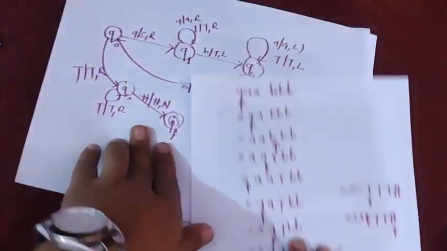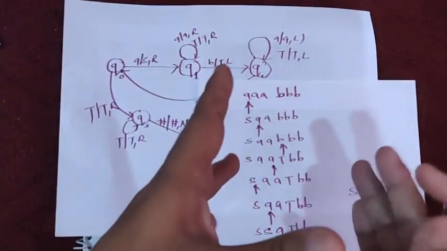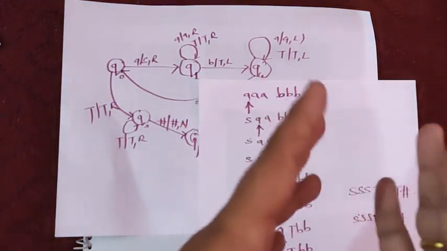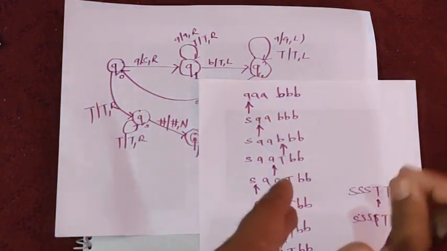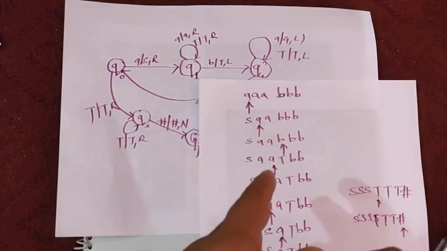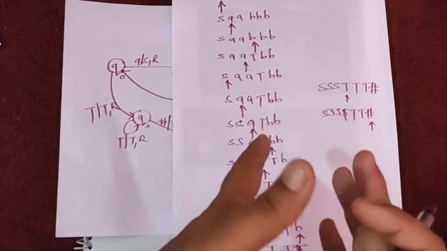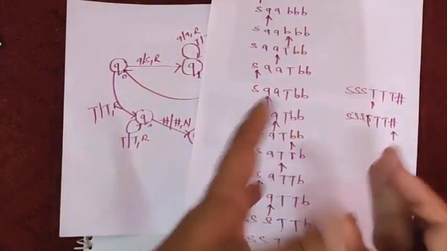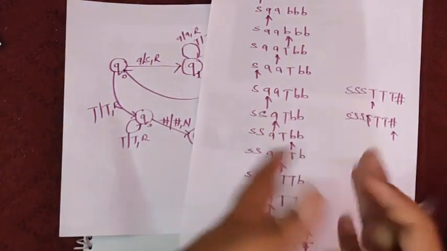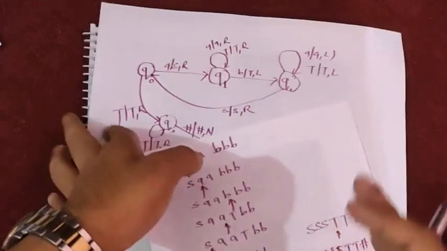So the concept is simple. For equal number of A, we replace by S, with equal number of B replaced by T. It does not delete the input symbol as in PDA, but it can work like a PDA.